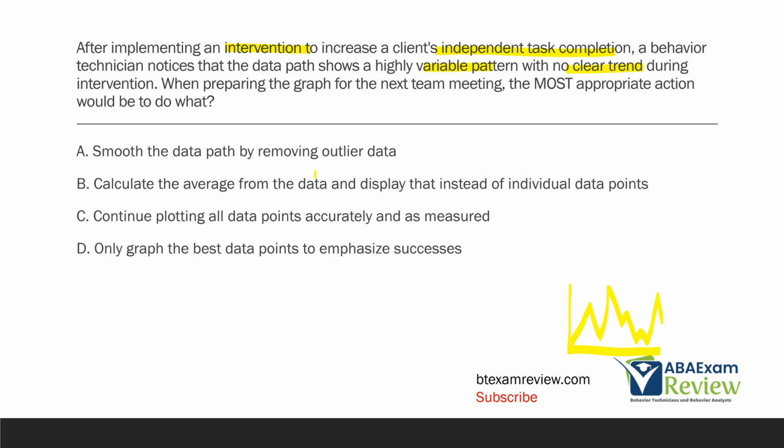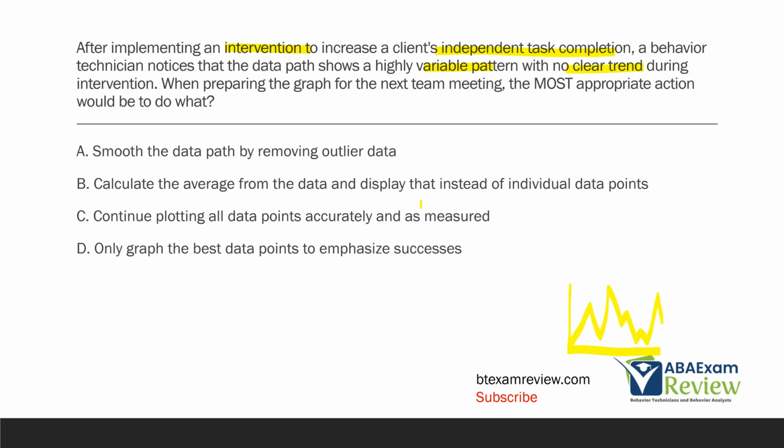A, smooth the data path by removing outlier data. No, all data that is recorded should be included in the graph. Even outlier data can tell us something about the behavior. So we shouldn't manipulate the data just to make it fit what we want to happen.